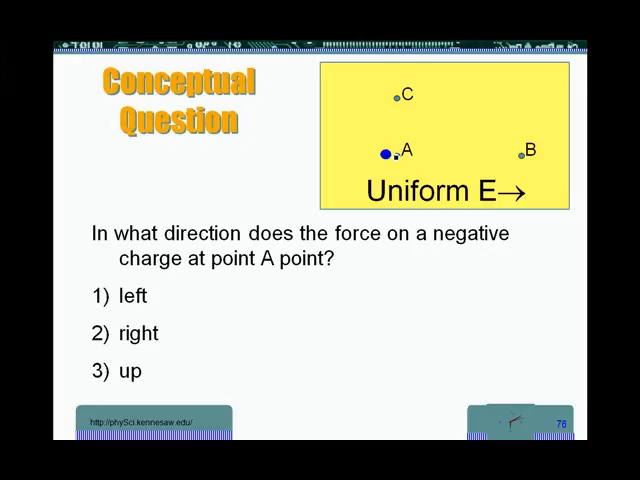Now, so this is my charge. This is the direction of the electrical field. What we know is F is QE. Now, if the charge is positive, F and E point in the same direction. If the charge is negative, F and E point in opposite directions. Now, E is pointing towards the right. The charge is negative, so that means the force is going to point in the opposite direction, which is, in this case, to the left.